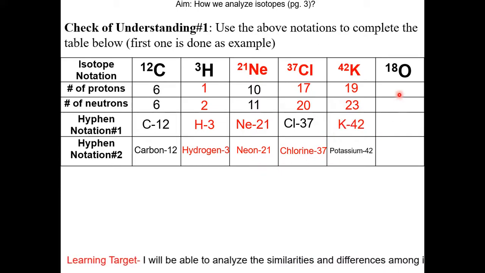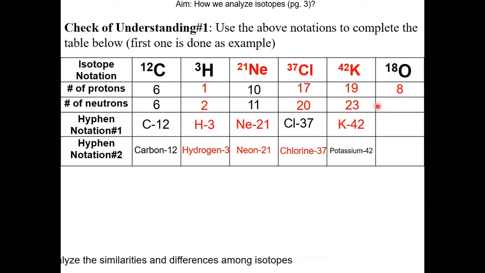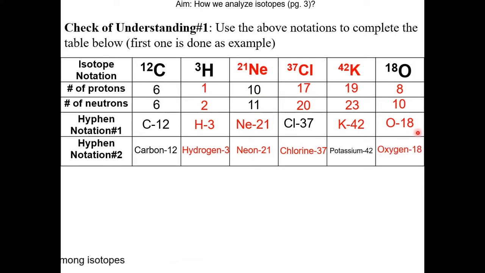In the last example, we're given the isotope notation of oxygen. The number of protons oxygen has is 8. The number of neutrons is 18 minus 8, which is 10. So the first hyphen notation will be O-18, and the second notation will be oxygen-18.